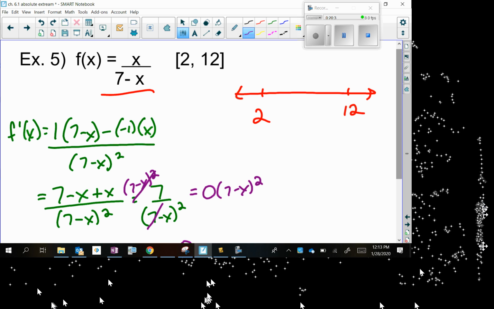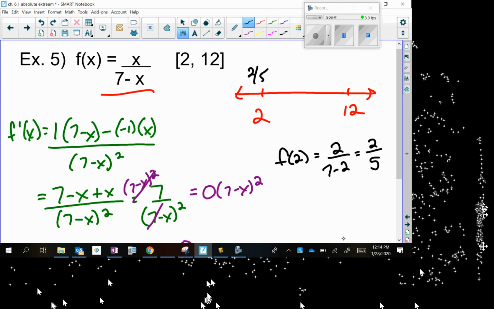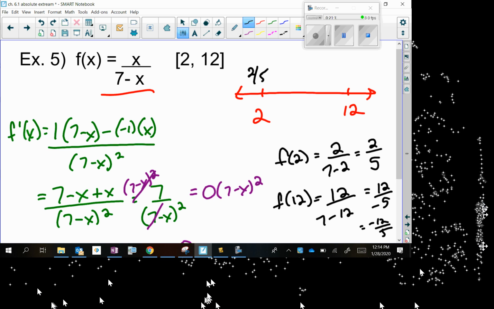Even though we don't have critical numbers, our theorem said there's always going to be a max or a min, so sometimes it's going to be the endpoints. So f of 2, and actually these are harder on the derivatives, but they're easier to plug in, right? So 2 over 7 minus 2 gives me 2/5. Agree with that? F of 12 gives me 12 over 7 minus 12, which is 12 over negative 5. So negative 12/5.